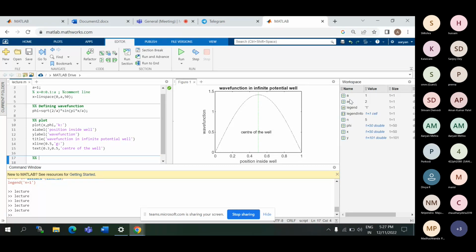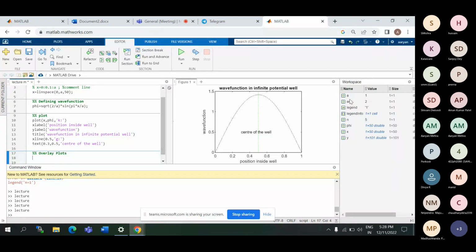Great. So now let's do overlay plots. What are overlay plots? Overlay plots means I want to plot n equals 1 to n equals 5 all in the same plot, right? It's just n equals 1 plot, only the ground state. I want to draw all the plots in one graph. So how do I do that?